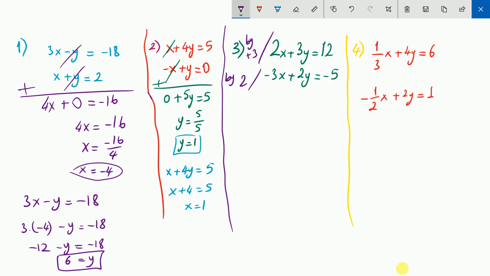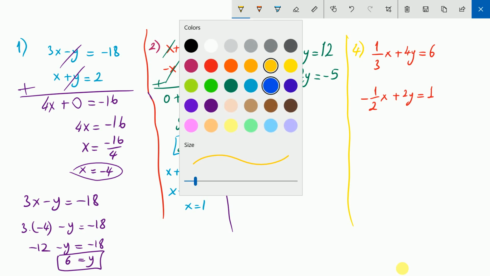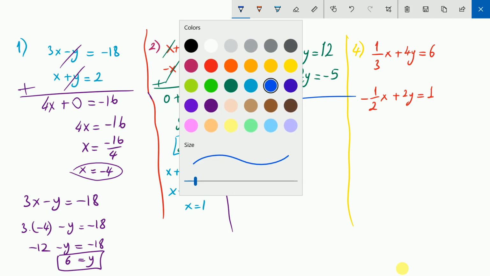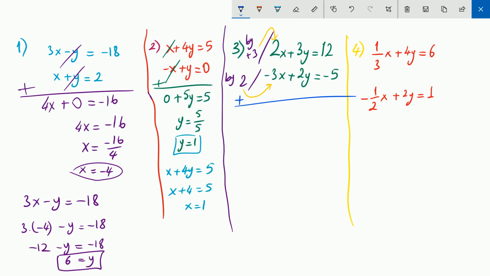Let me show you. You'll see clearly now. 3 times 2x will be 6x. 2 times negative 3x will be negative 6x. So at the end, they'll be cancelled out. So let's add them up. But we don't add them up first, because we are going to modify. In the beginning, we modify. Let's modify.